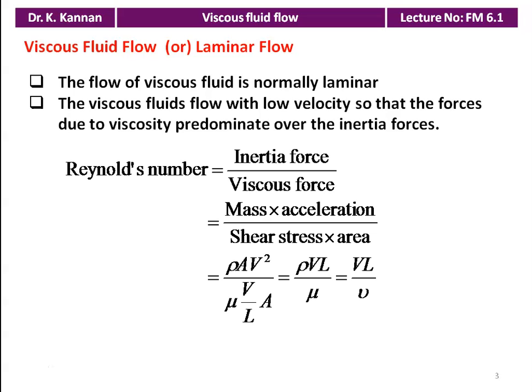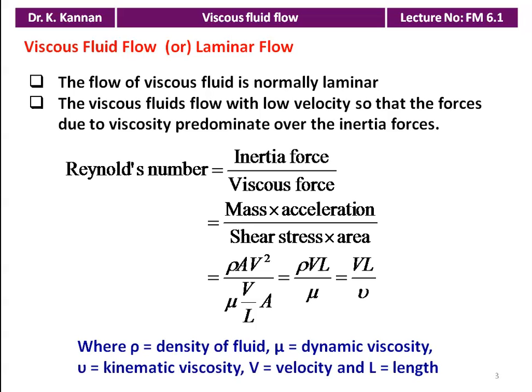The Reynolds number is defined as the ratio of inertia force to the viscous force. The inertia force is mass into acceleration and the viscous force is shear stress into area. So, mass into acceleration over shear stress into area. Substitute for mass rho into A into acceleration V square, divided by shear stress, which is mu into V by L, into area A. Simplifying, the Reynolds number is rho V L divided by mu, or V L by nu. Here rho is the density, mu is the dynamic viscosity, nu is the kinematic viscosity, V is the velocity and L is the length of the pipe.